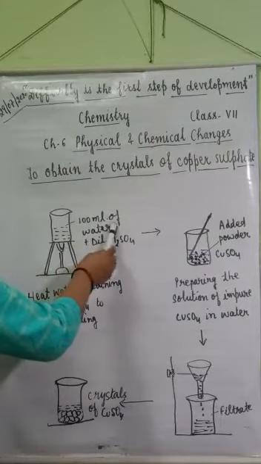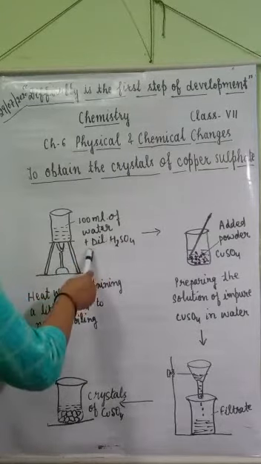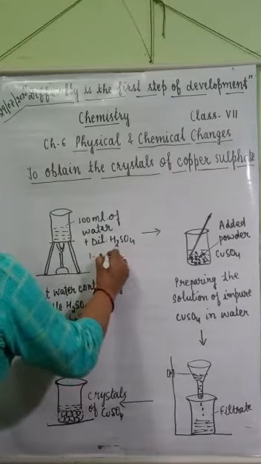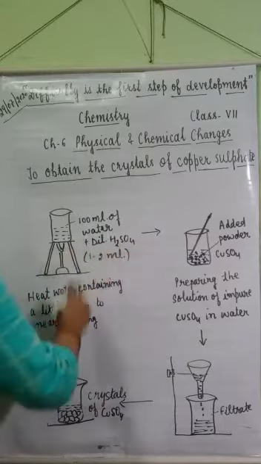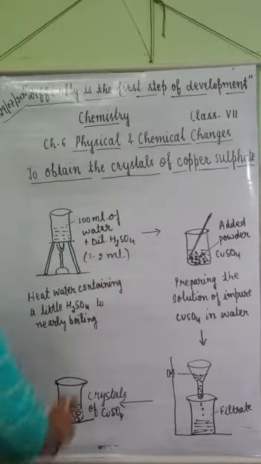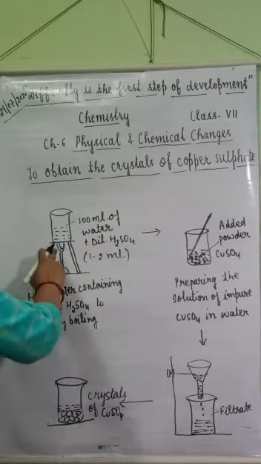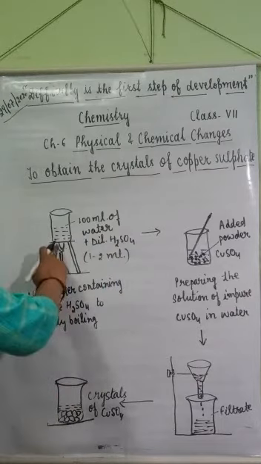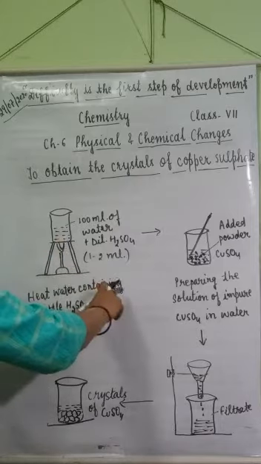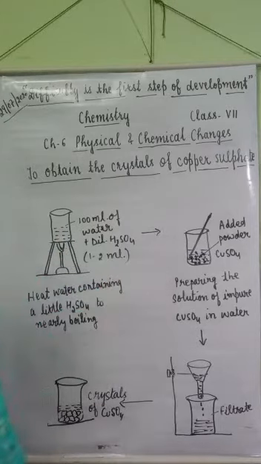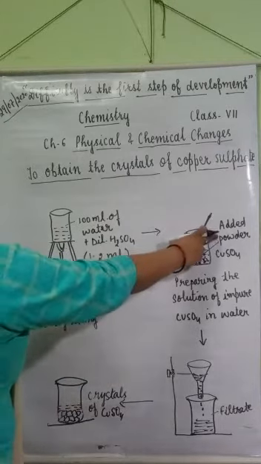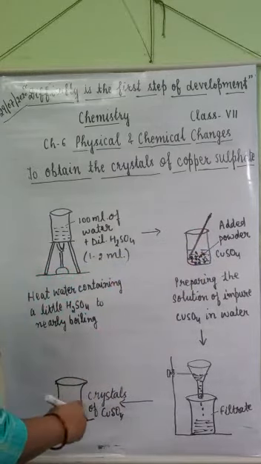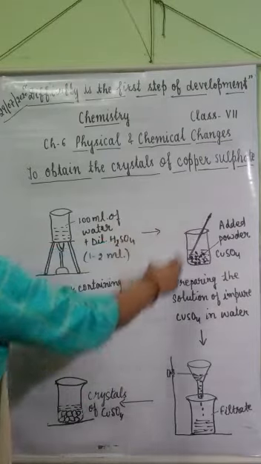Take 100 ml of water and add 1 to 2 ml of dilute sulfuric acid, and heat this water nearly to boiling. When the water starts to boil, remove it from the flame and keep it aside. Then add powdered copper sulphate and stir it continuously with a glass rod.